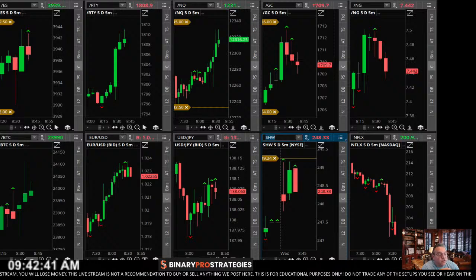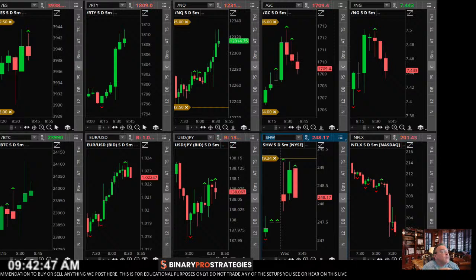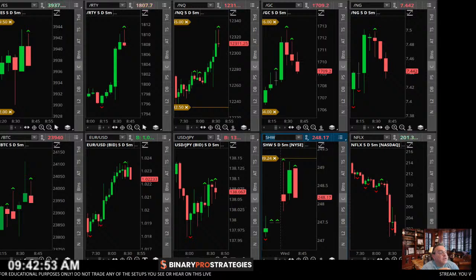SHW just reversed and went short. Let me give you a target on that. Target's going to bring it down now to 248.49. Yeah, it hit target already, so it's moving too fast. Next target is going to be 247.99.